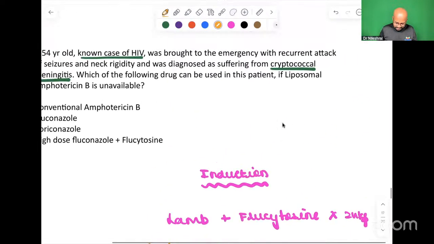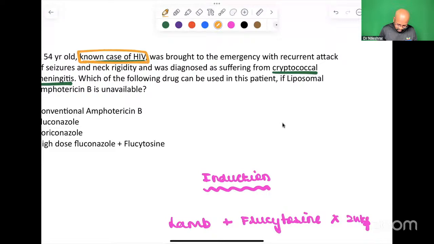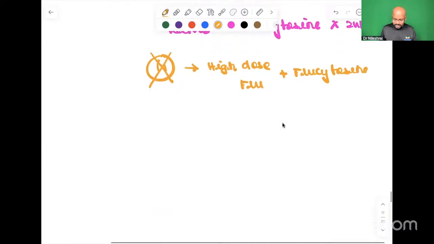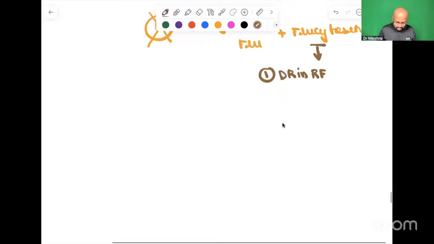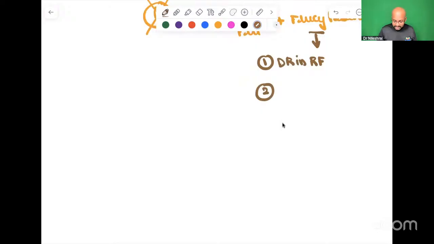Here, as we can see, this patient is a known case of HIV. That's why we opt for a high-dose regimen of fluconazole. 1200 milligrams is the dose which we commonly use. And of course, what about flucytosine? We have some ifs and buts for LAMB, that's why we have changed it with fluconazole. Flucytosine dose must be reduced in renal failure. And number two, if flucytosine is contraindicated, then we can opt for liposomal amphotericin B with fluconazole as the combination.